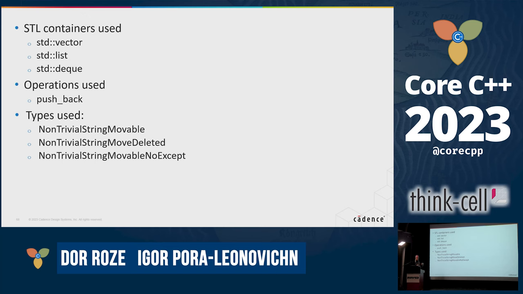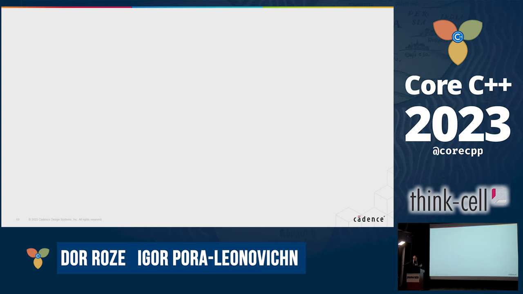container behavior? We use the same containers that you're familiar with: vector, list, deque. We use operator push_back, and we try to use three different types of non-trivial type objects. These are wrappers of a string type object with the move operators deleted, implemented with noexcept and without noexcept. So let's see how that affects performance.